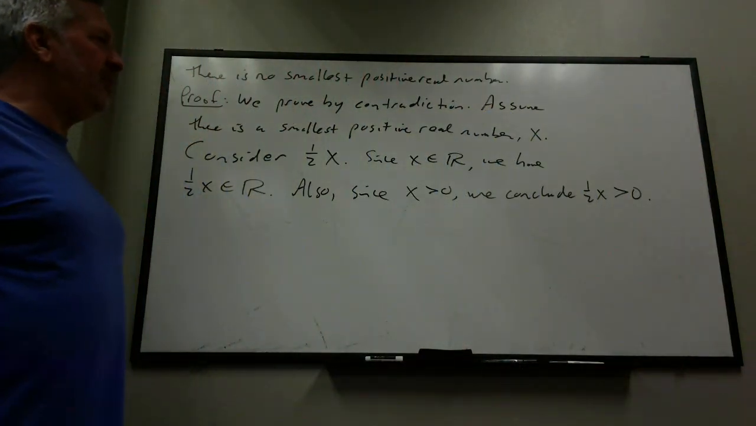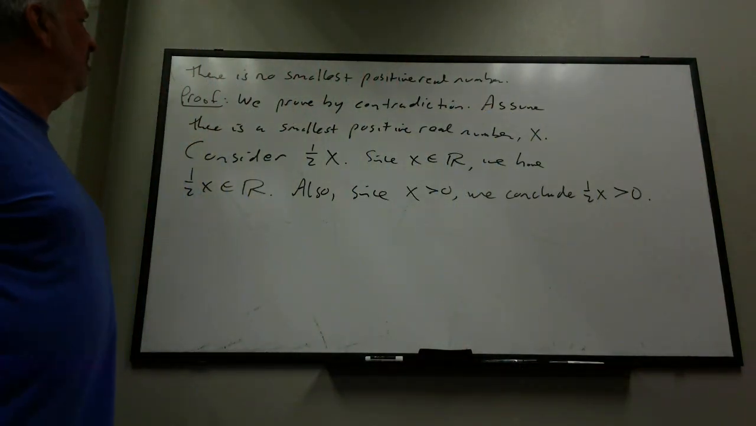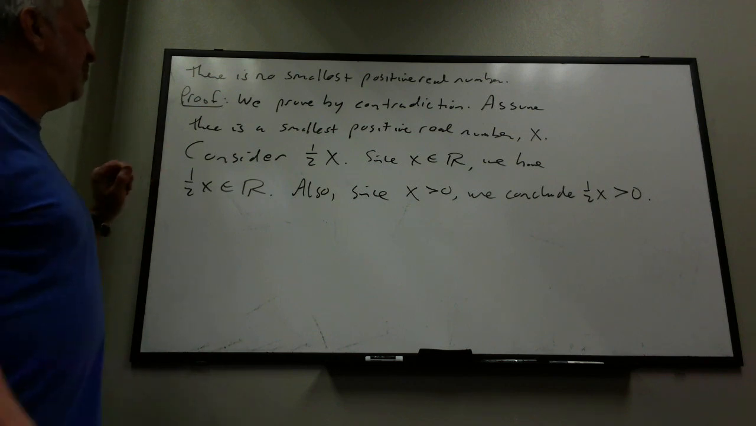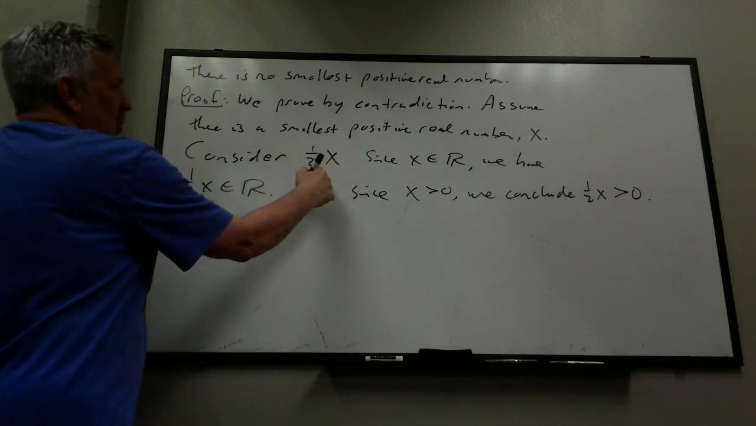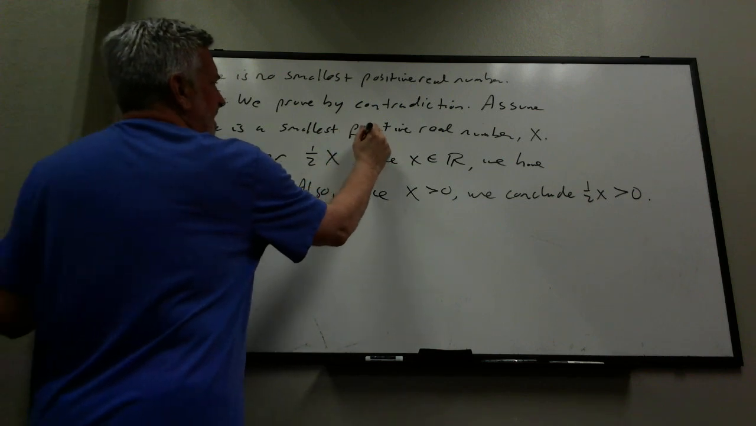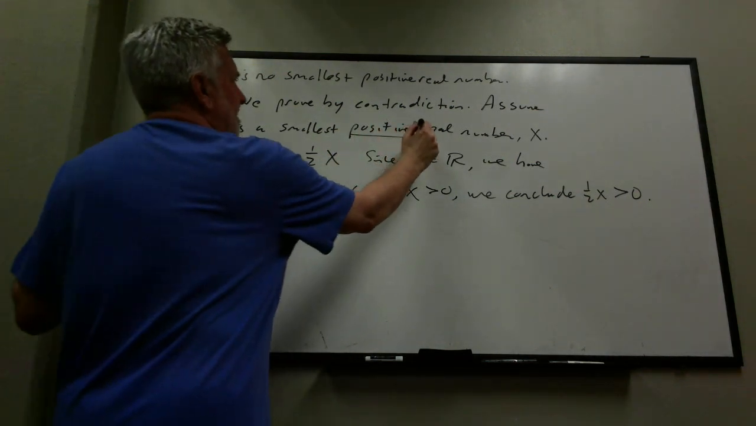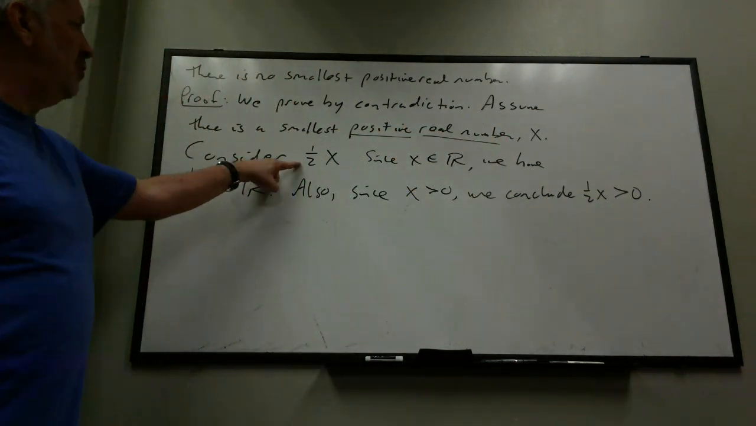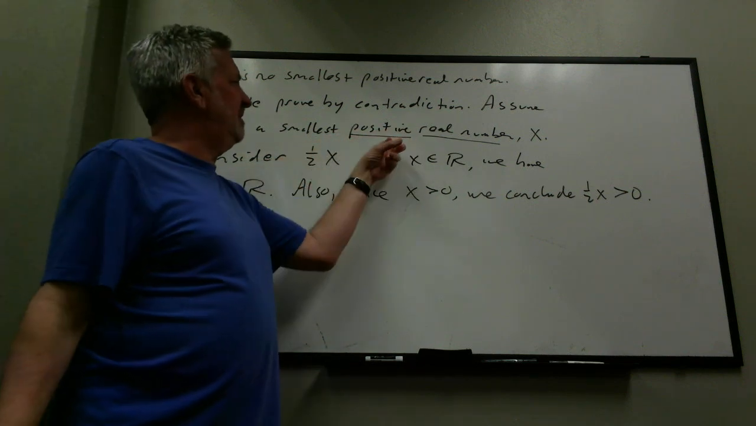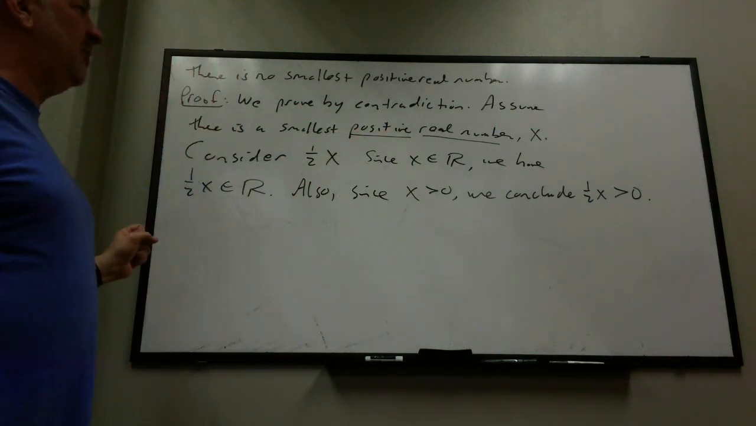If you take half of a positive number, you will still have a positive number. Now, do you see what I'm doing here? I'm trying to convince the reader that 1/2 x satisfies positive and satisfies real number, okay? So this new number that I've chosen satisfies these two conditions. Now, what's the other thing we need to address?